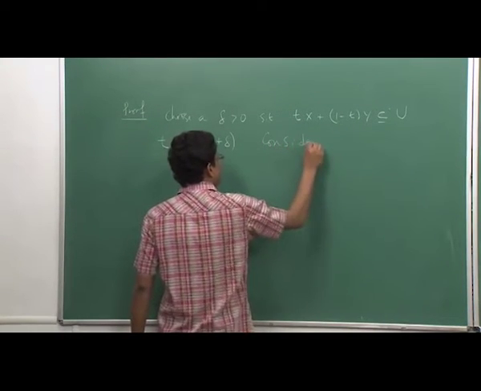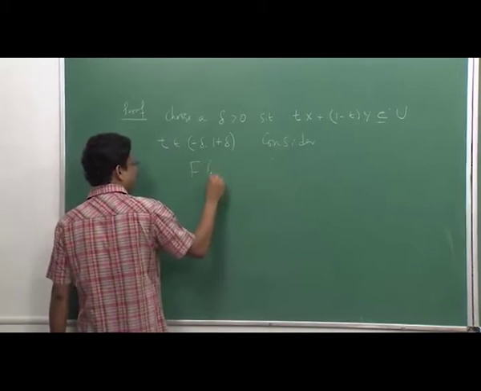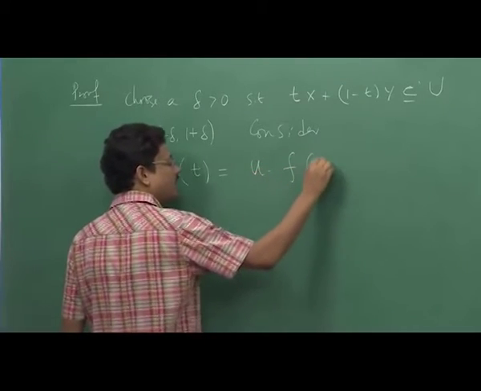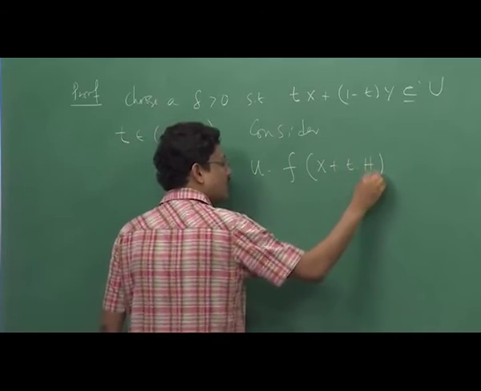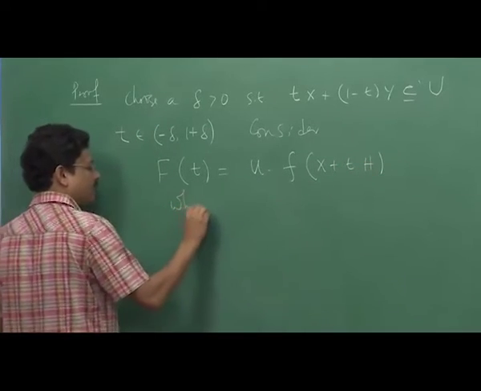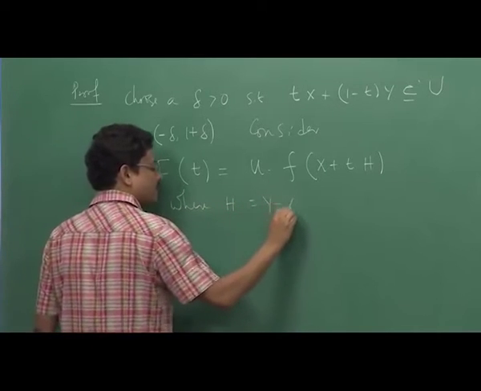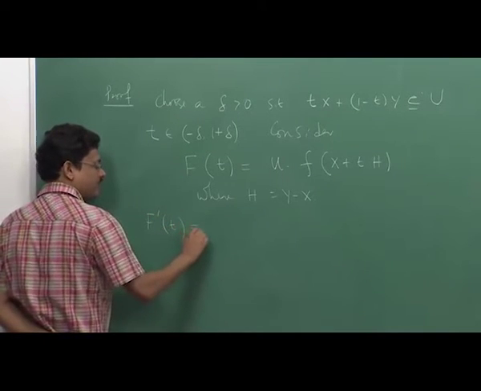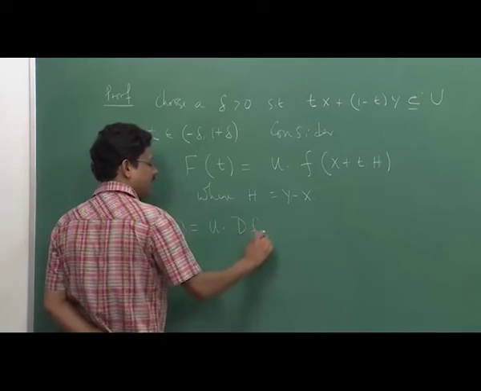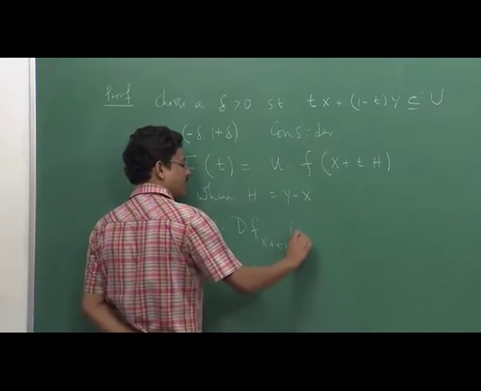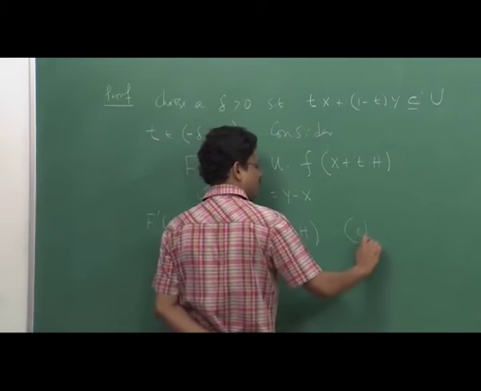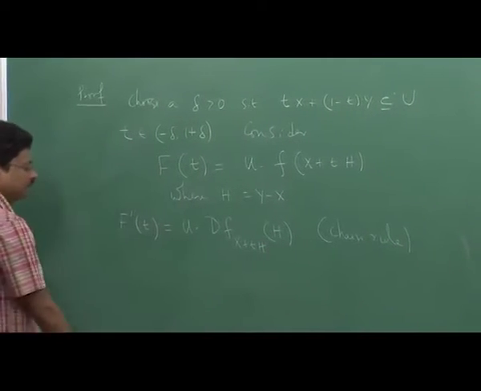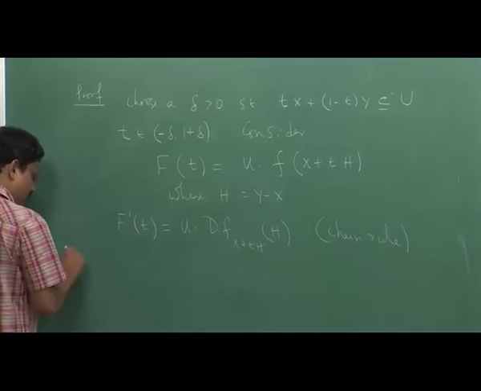So, consider the function phi(t) equal to u dot f of (x plus t h), where h equal to y minus x. What is phi prime at t? f is differentiable, so by the chain rule, this is u dot df at (x plus t h) acting on h. This is the chain rule.